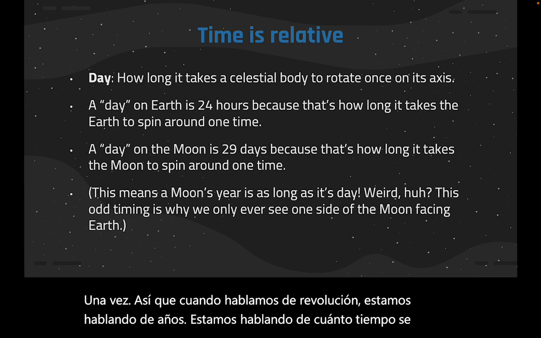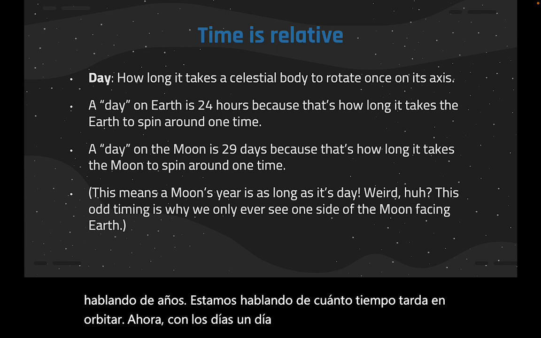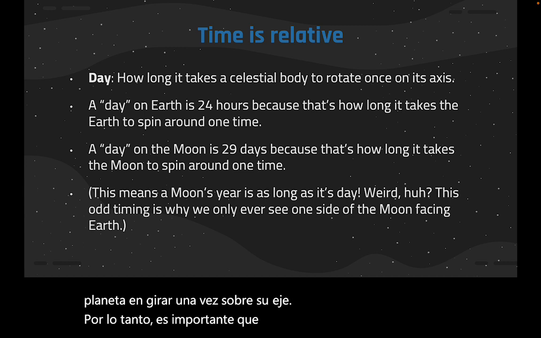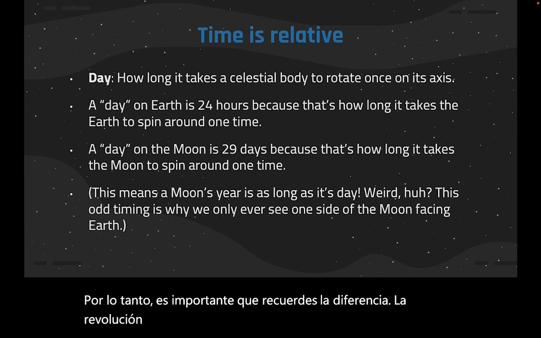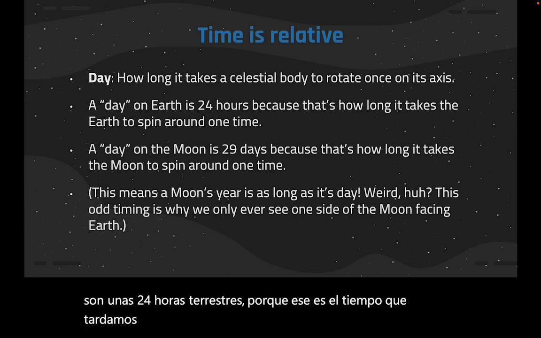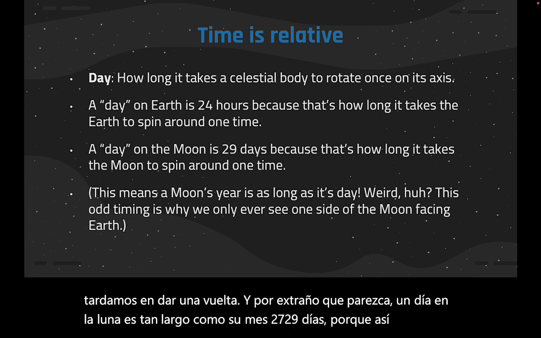Now, with the days, a day is how long it takes a planet to rotate once on its axis. So it's important that you remember the difference. Revolution is orbiting, rotation is days. A day on Earth is about 24 Earth hours because that's how long it takes us to spin around one time. And weirdly enough, a day on the moon is as long as its month, 27 days, because that's how long it takes the moon to spin around one time.